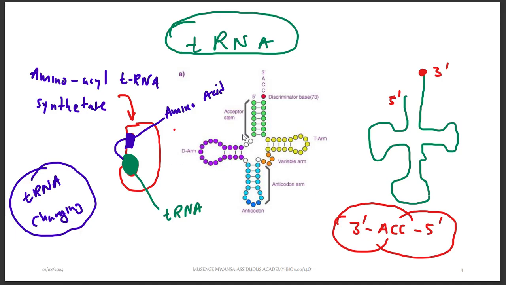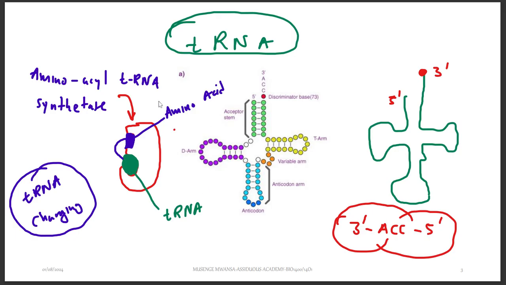So what happens is that an amino acid is going to connect to the 3 prime end of tRNA. This is known as transfer, because when we are making proteins, this is the type of RNA that will be transferring amino acids. So tRNA will be binding amino acids. Where do the amino acids bind? They will bind on the 3 prime end of the tRNA, which has got A, C, C. Please take note. I've even written it in red here: 3 prime end ACC and then 5 prime end.